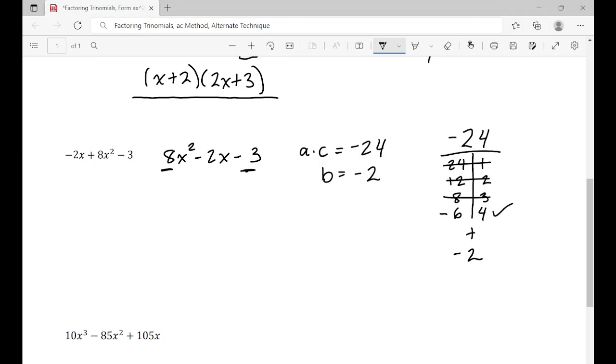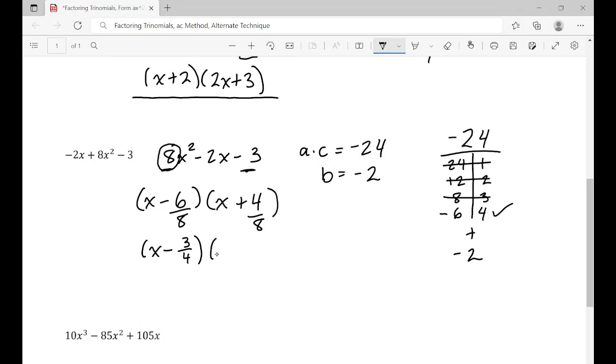Now, just like before, our final answer is going to be in two parentheses, so that's what we're going to set up immediately. And our variable is x, so x is in the front. Our factors are negative 6 and positive 4, so negative 6 and positive 4 go in. And now we need our a term, and a is 8. So we're going to divide both of our factors by 8. Now 6 over 8 reduces down to 3 over 4, and 4 over 8 reduces down to 1 over 2.